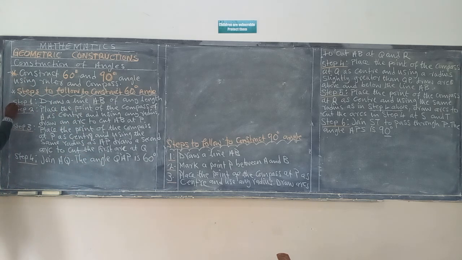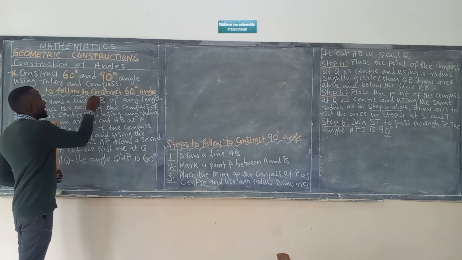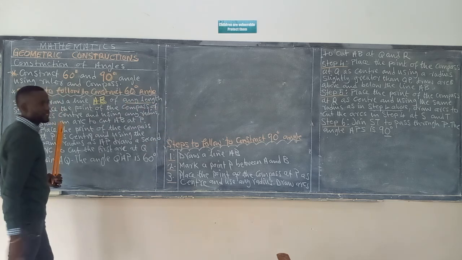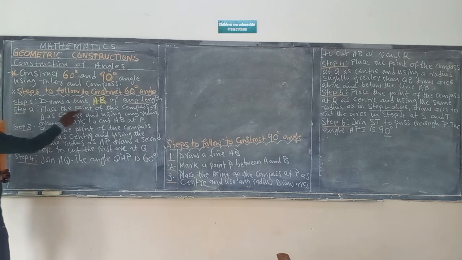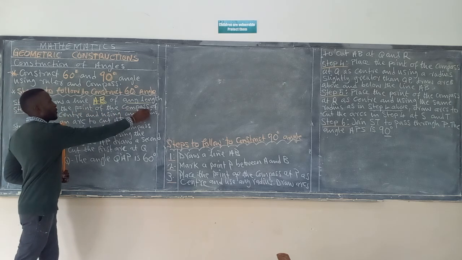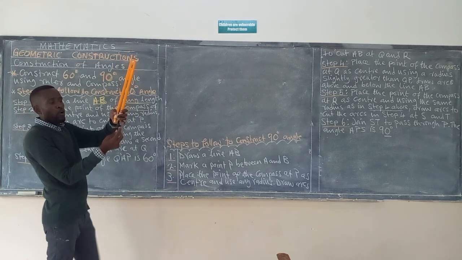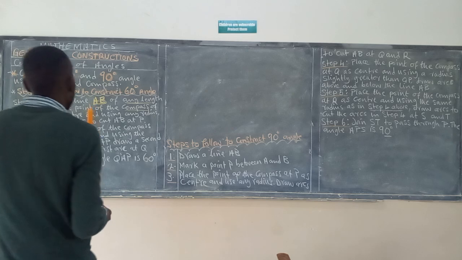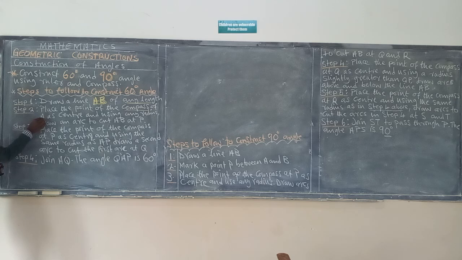Step one, we are simply saying draw a line AB. So this line AB, you are going to draw it of any length. So use any length of your choice, 5, 6, 7 centimeters. Step 2, place the point of the compass. This is my compass. Now you have a sharp pin here. So you place this sharp pin, this point, on point A. Remember, I have drawn the line AB, so you are going to place it on point A.